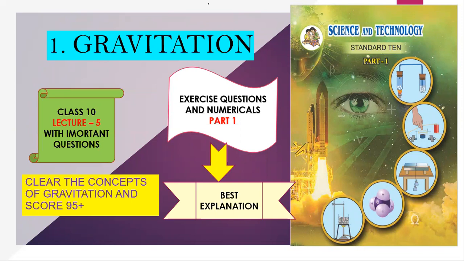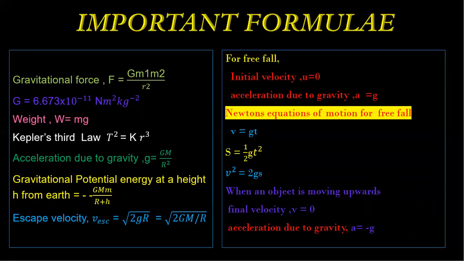So let us start with the important formulas first. First one, gravitational force F is equal to G m1 m2 upon r square, where m1 and m2 are the masses of two bodies separated by a distance r, and capital G is the universal gravitational constant. Its value is 6.673 into 10 raised to minus 11 Newton meter square per kilogram square, or kilogram raised to minus 2. Okay. Weight W is equal to mg.